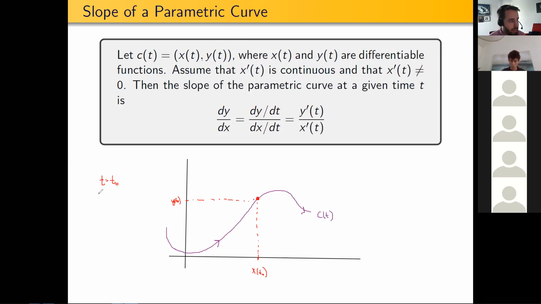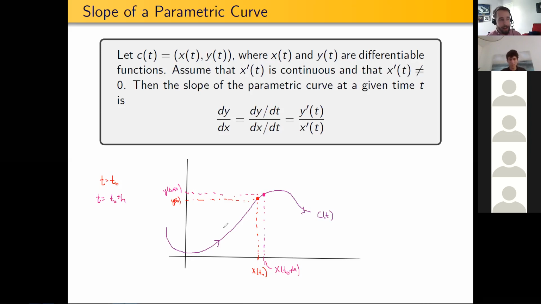So I can imagine now not picking time t naught, but I could imagine picking a very tiny point just a little bit further in time, maybe time equals t naught plus some tiny h, right? So some small little increase in time. If I increase my time just a teeny tiny bit, what I'm going to get is that my x value changes in time. So I'll end up with this new value, right? That's x of t naught plus h. And I'll end up with a slightly changed y value, right? And that's going to be y of t naught plus h.